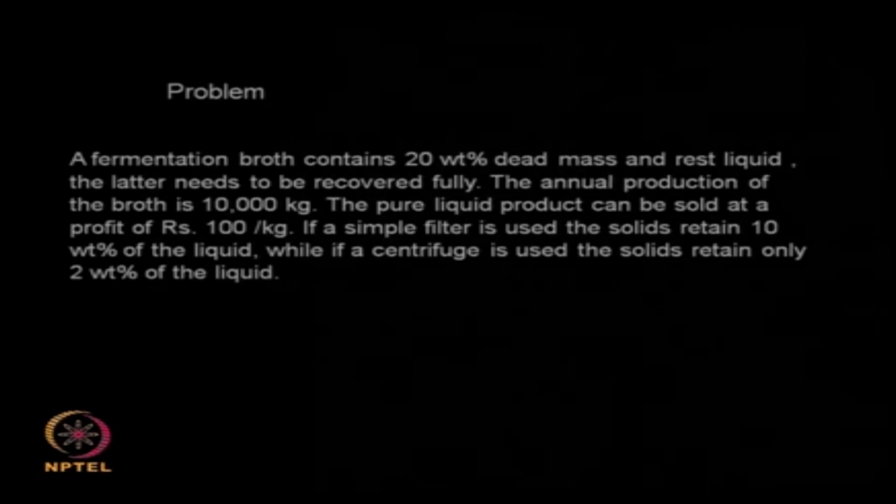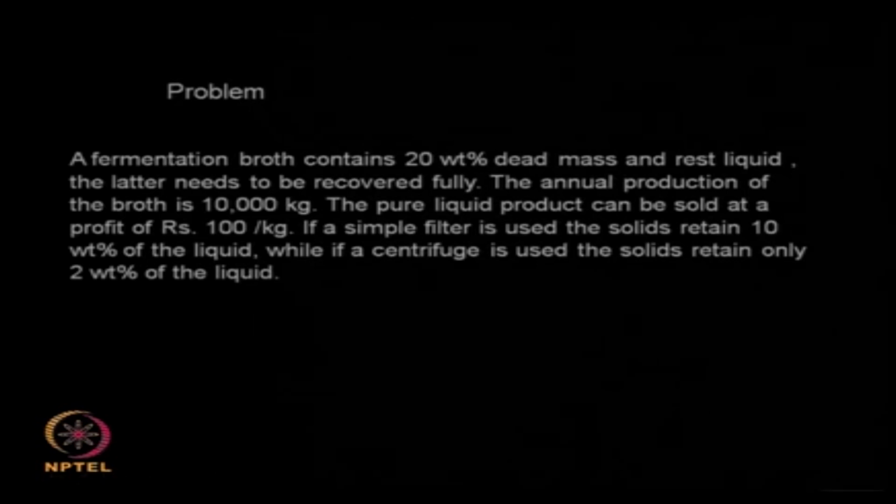So I have a fermentation broth, the broth contains 20% dead mass and rest all liquid. I am interested in recovering all the liquid, because the liquid is the product which needs to be sold. So I make a profit out of the liquid part, not on the biomass part. So whenever I sell 1 kg of liquid, I will get a profit of rupees 100. So every year I produce 10,000 kg of the total broth. That means that 10,000 kg will contain dead biomass and liquid.